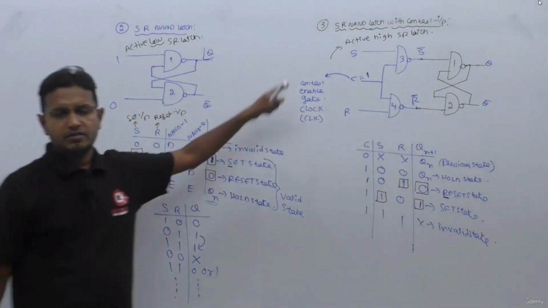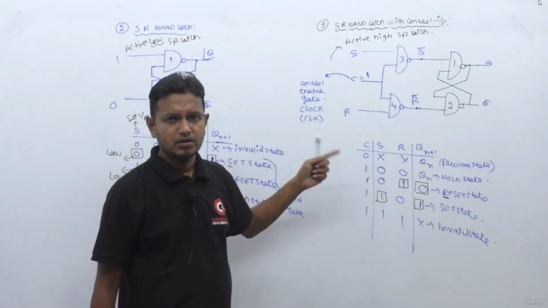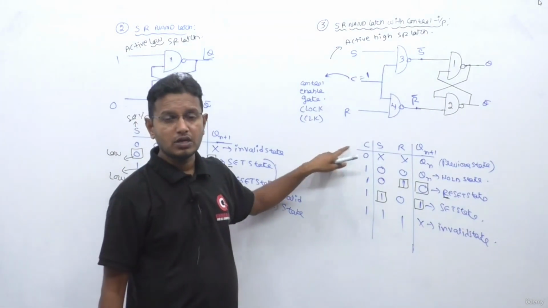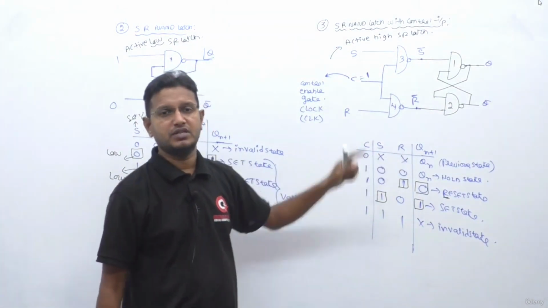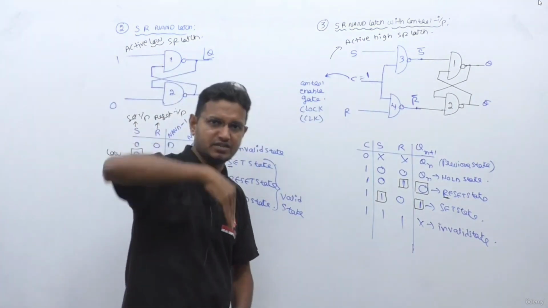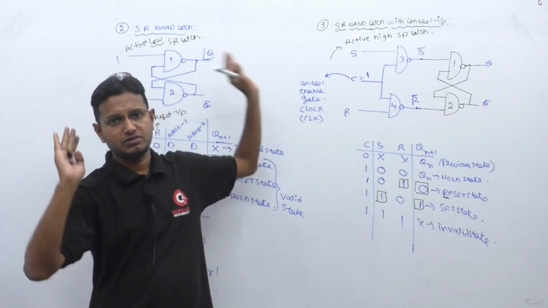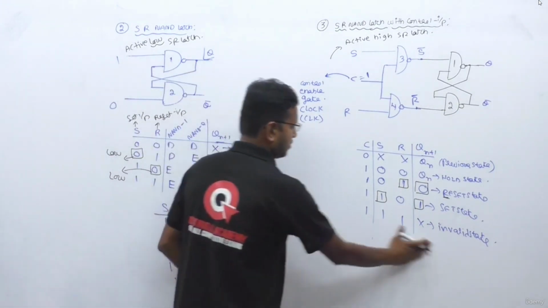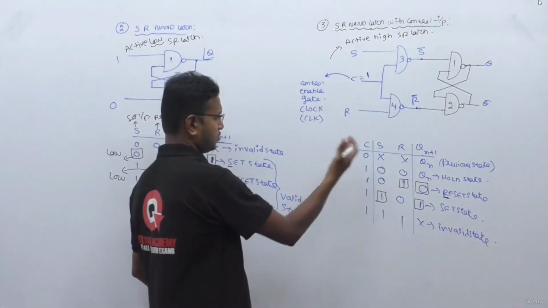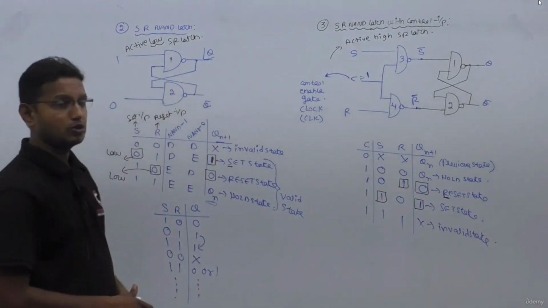Now remember, this latch will work when C equal to 1 normally. If C equal to 0, the output is always the previous state. It is not working. So if I want to maintain the same state, or the same output for the circuit, make C equal to 0 and just leave the circuit. So this is the truth table of an SR NAND latch with control input.